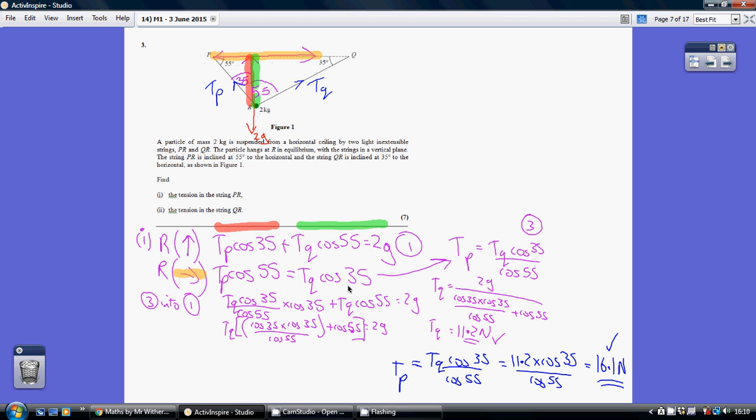So if I rearrange this second one to make TP the subject, dividing through by cos 55, I'm going to call this equation 3, and I'm going to substitute this back into equation 1, which I've done down here. Then popping it into my calculator and working my way through, I get the tension in Q to be 11.2 newtons. Now that I know that TQ equals 11.2, I can work out my tension in P to be 16.1 newtons. So they're my two tensions.